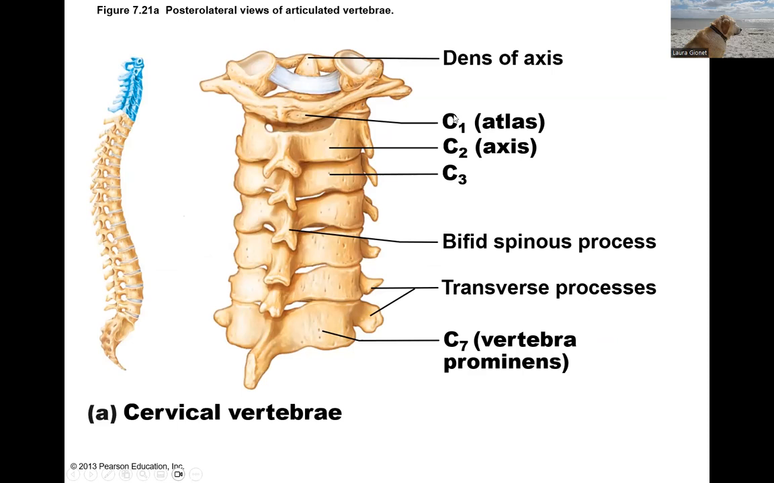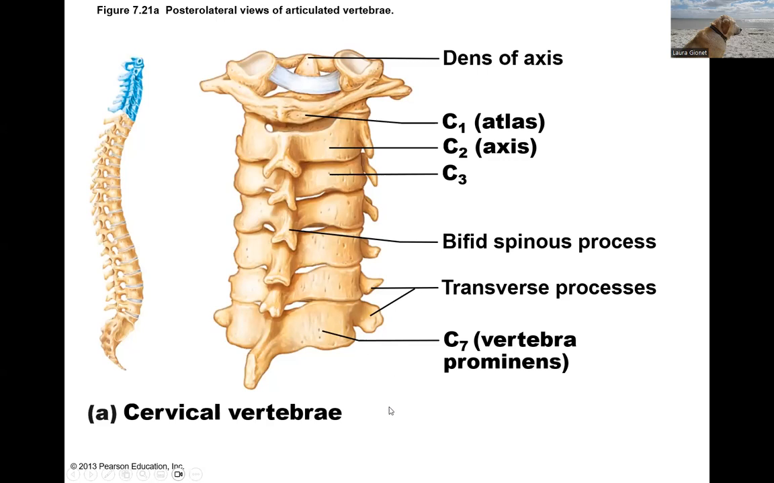C1 is on top, also known as atlas. You see how it's kind of a ring of bone. C2, axis, is below that, and to the anterior aspect, there is your dens. And now you can see how atlas pivots around it. And then you have the other vertebra below it.